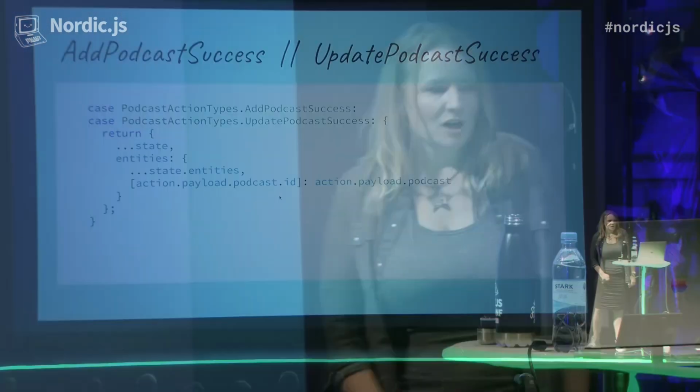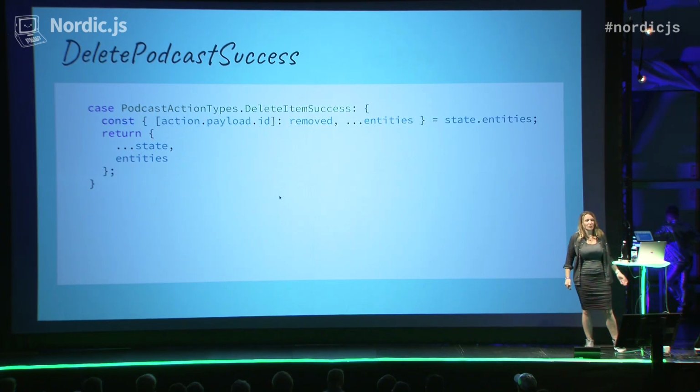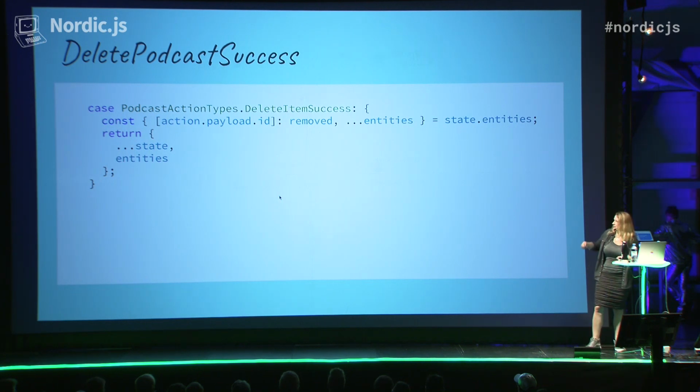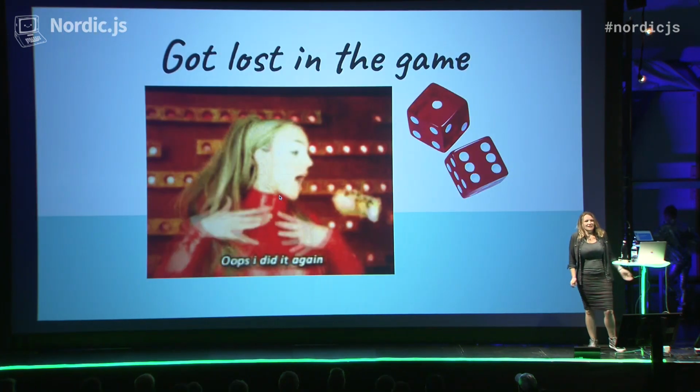To handle add and update actions, we just add or update the entity in the collection by ID. And this is cool, at least for me, I still get excited about ES syntax that makes things a lot easier. So for delete, we use destructuring to assign the entity with the deleted ID to removed and the rest of the entities to the entities const. So I might have tricked you again, going the long way around.